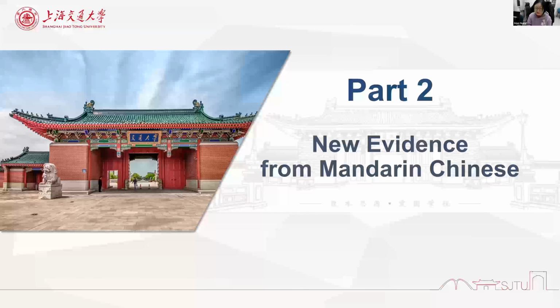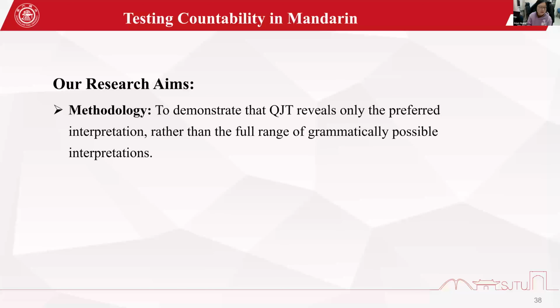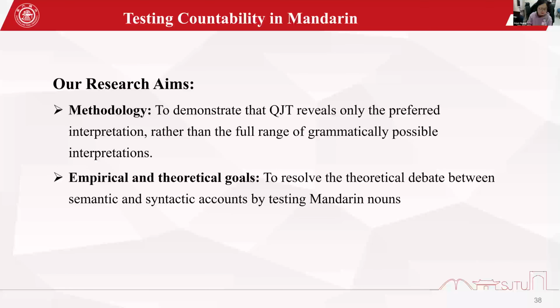Okay, let's move on to the second part to see how we conduct this study. Our research aim is, first of all, we need to demonstrate with the experimental result to show quantity judgment task reveals only the preferred interpretation rather than the full range of grammatical possible interpretations. And also in terms of the empirical and the theoretical goals, we try to resolve the theoretical debate between the semantic count versus syntactic count by testing Mandarin nouns.